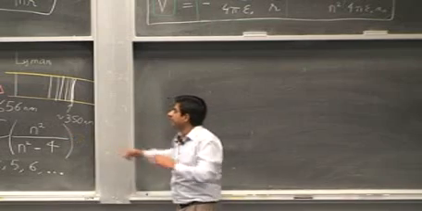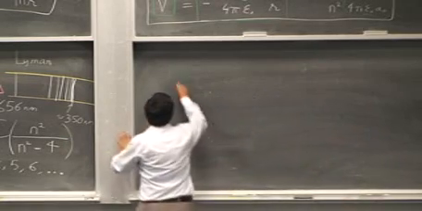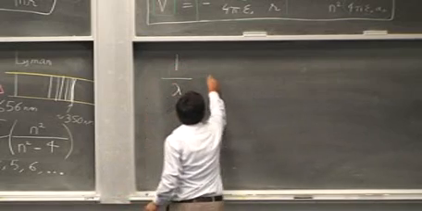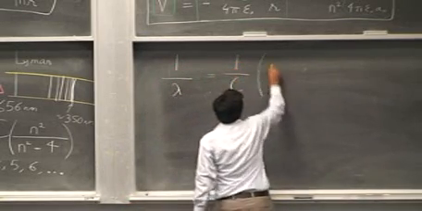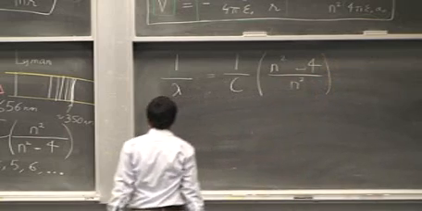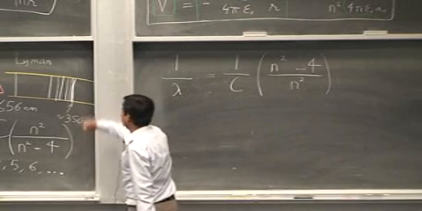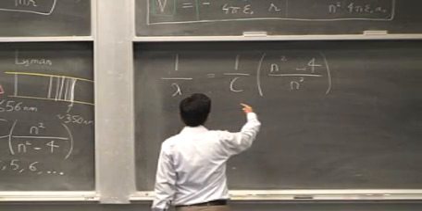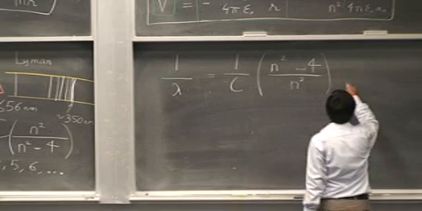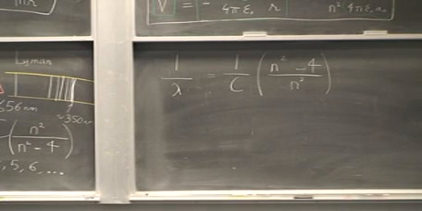Now let's look at this formula. If we rearrange this formula a little bit, don't be restless. I know it's exciting. If you look at this formula, you have 1 over lambda equals 1 over C, n squared minus 4 over n squared. Okay, let me just check if I've written this formula correctly. Right, n squared minus 4, okay.